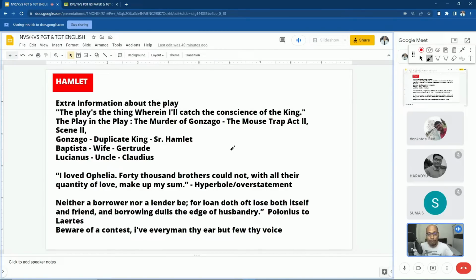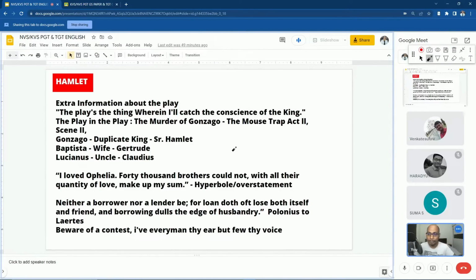Now what is hyperbole, Goshji and Venkatesh sir? Yes sir, it is an exaggerated statement, and the speaker says such a statement for the sake of emphasis, just like William Wordsworth has used in his Daffodils, that "ten thousand saw I at a glance." Right. Exaggeration.